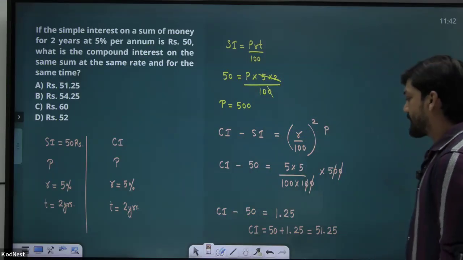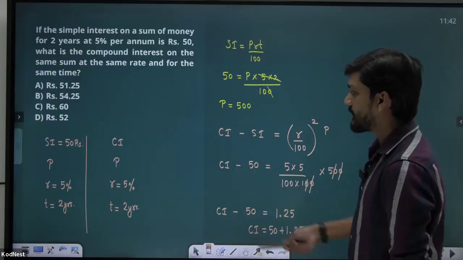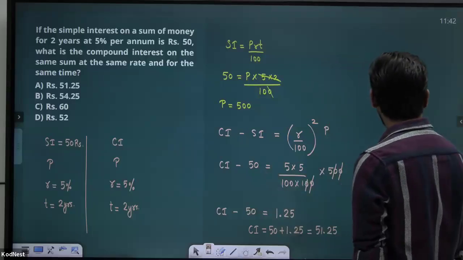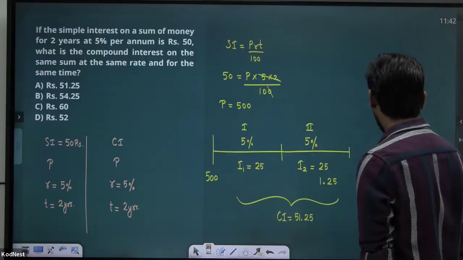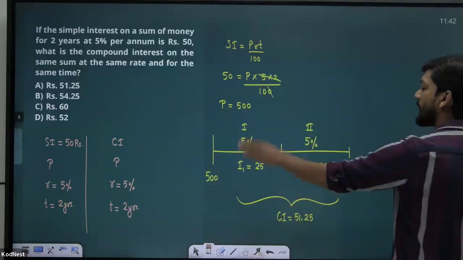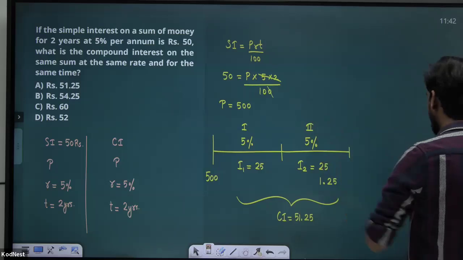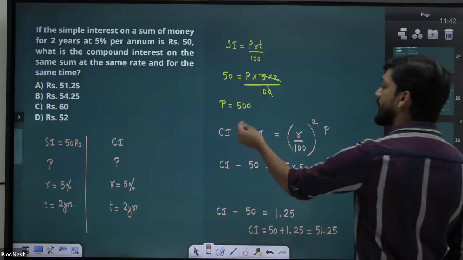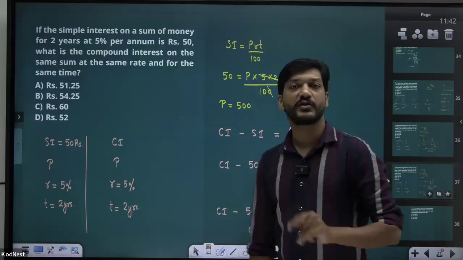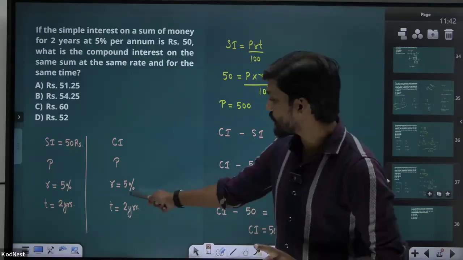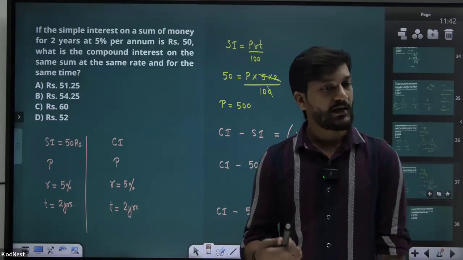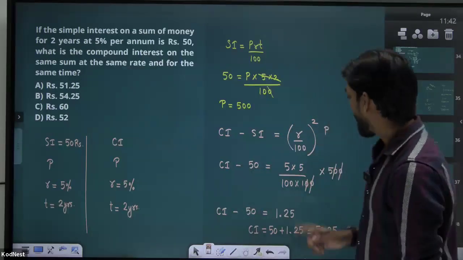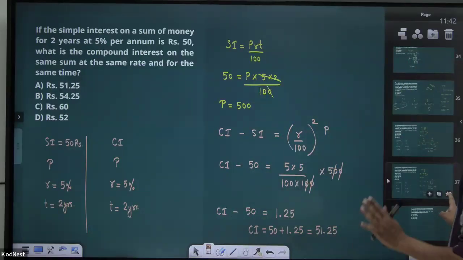All right. Next. This is the second way. This was the previous method. In the previous method we calculated compound interest the way we have always done. The second way was we applied the CI minus SI comparison formula because time was 2 years. And that way we calculated. Let's see the next way, which is the best way.